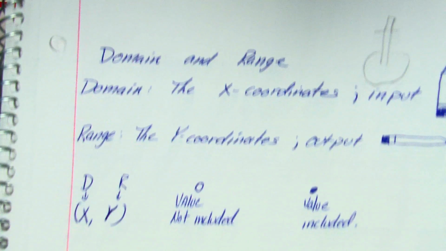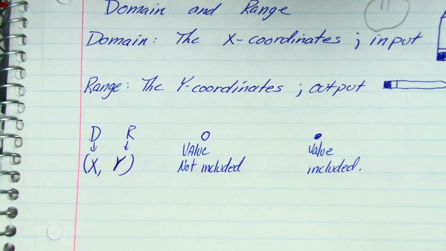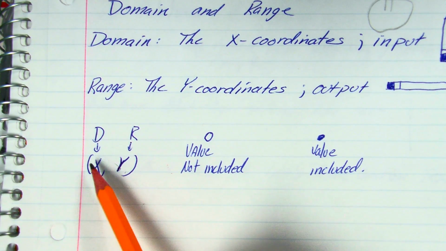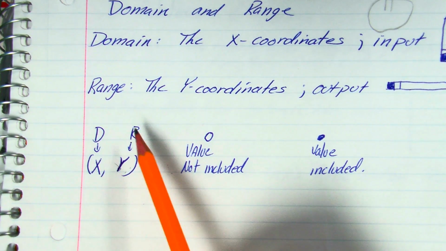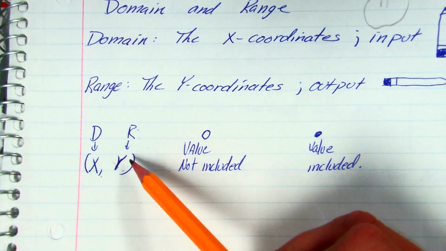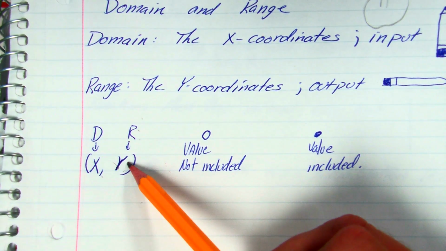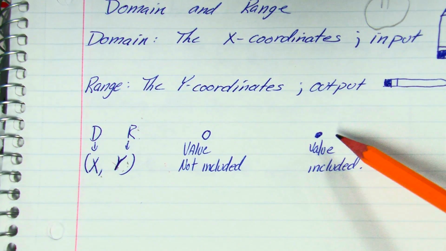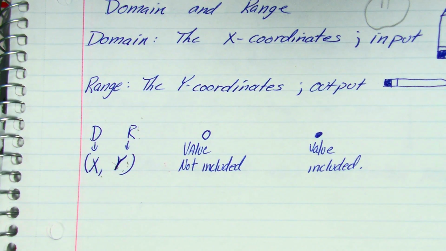Now, if you're dealing with ordered pairs, the easiest way to remember it is that X comes before Y in an ordered pair, because they go alphabetically, and D comes before R alphabetically. So domain goes with X, range goes with Y, because everything's alphabetized. Other things to keep in mind: an open circle means the value is not included, and a solid dot means the value is included.